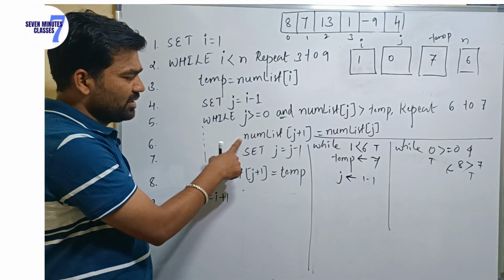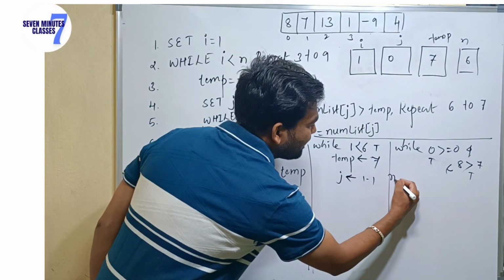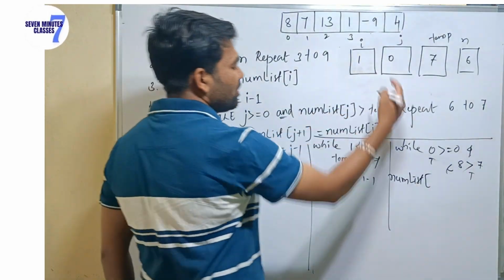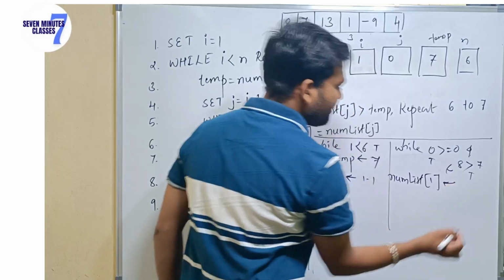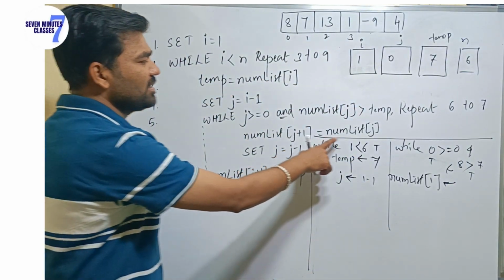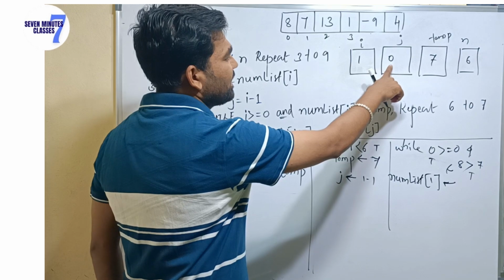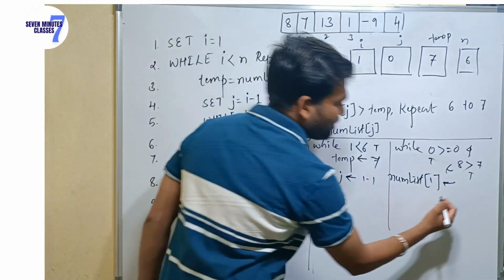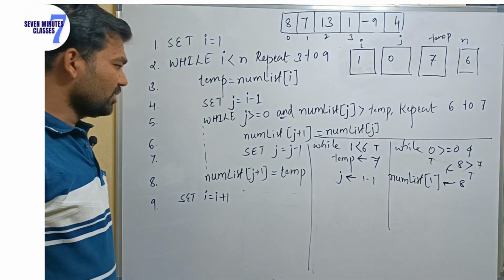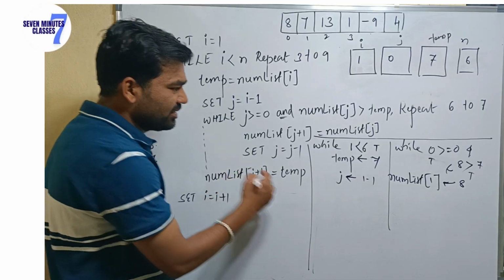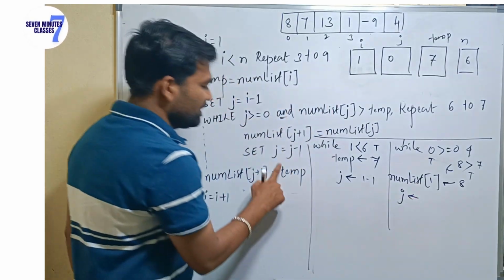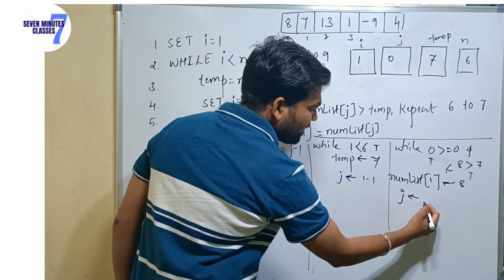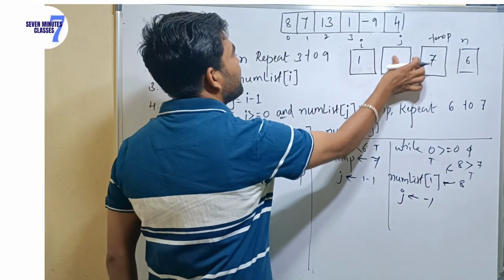Okay, what are the values? Num list of j plus 1. Let me write num list of j plus 1. What is the value of j? 0. 0 plus 1 is 1 in this. Okay. Num list of j. What is num list of 0? 8. So let me write 8. Now, next step: set j equal to j minus 1. What was the j value? Look at this, 0. So 0 minus 1 becomes minus 1. Then the value of j becomes minus 1.